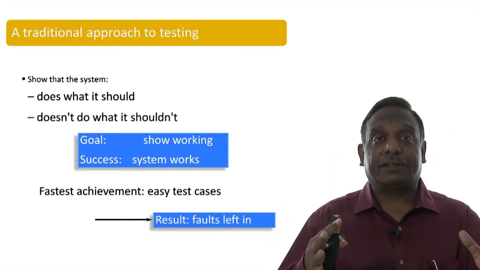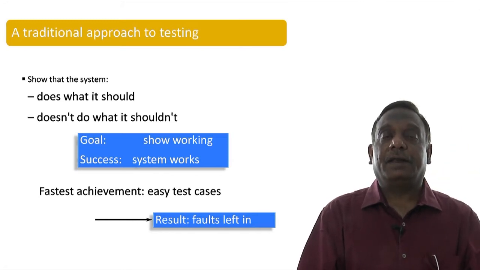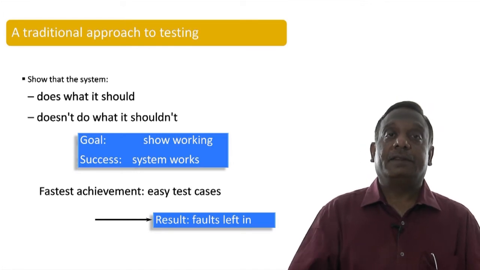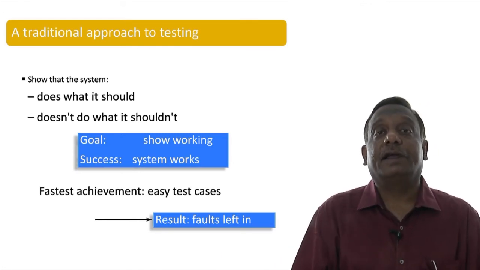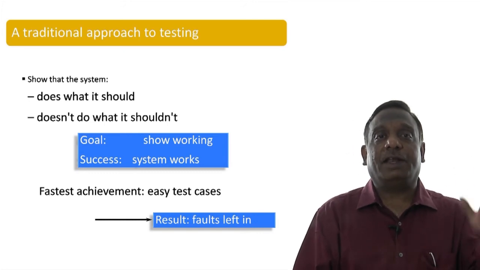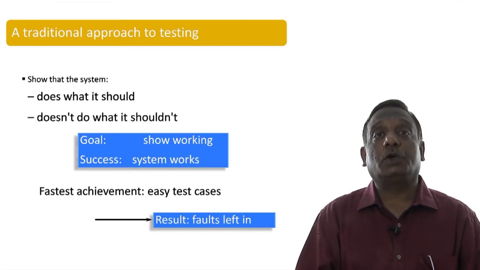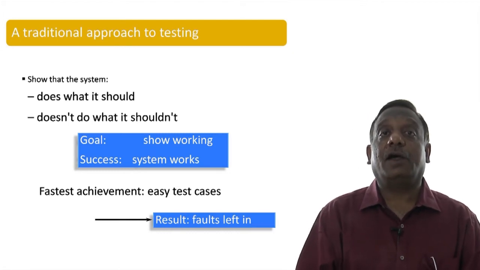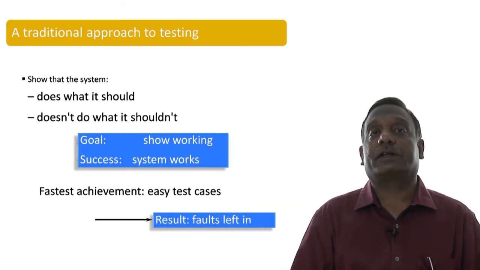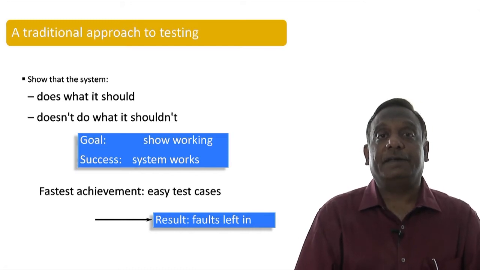So a person with a traditional mindset sits in front of the software, and the aim in life is to show that the system is doing what it is supposed to do, and the system is not doing what it is not supposed to do. So that is the mindset, and that is what we are calling a positive mindset or all is well kind of mindset. The goal of the software test engineer with this mindset is to show that the software is working. And also the test engineer really feels successful, happy when the system works. That is the kind of psychology with which people do testing using a traditional mindset.